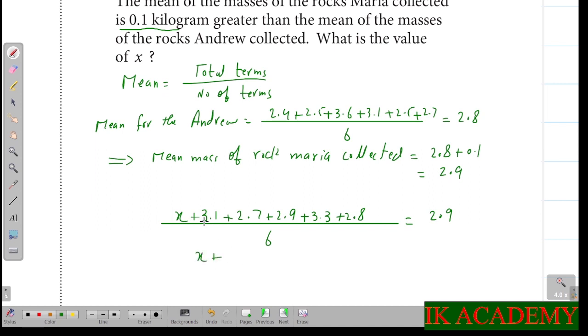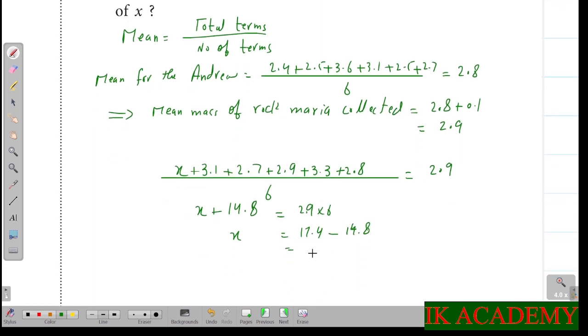So x plus the remaining amounts will be equal to 14.8. And if we multiply 2.9 by 6, it will be equal to 17.4. So x is equal to 17.4 minus 14.8, which is equal to 2.6. So x will be equal to 2.6 as required.